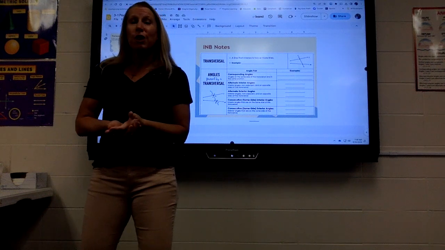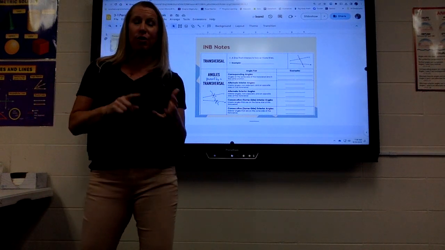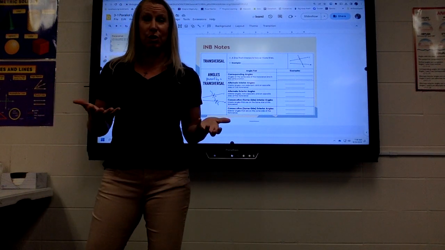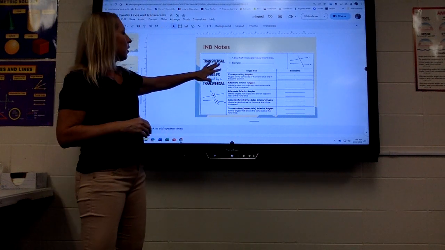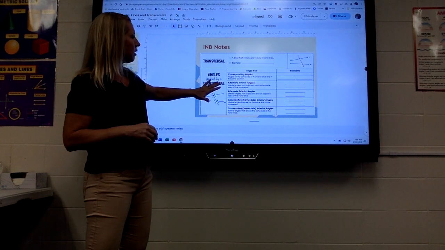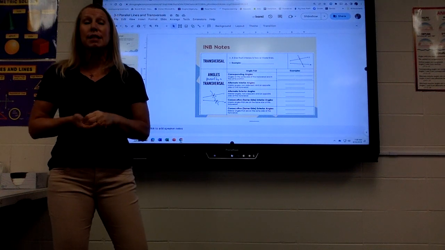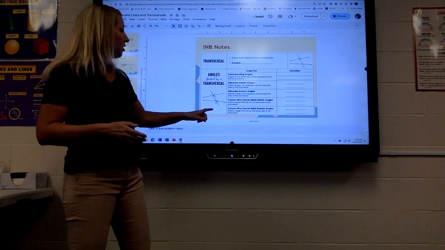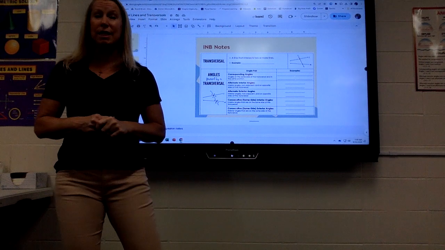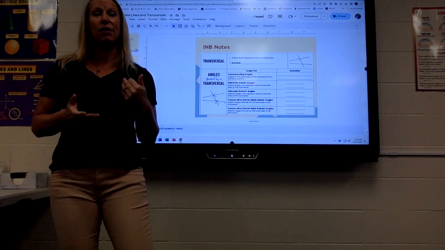But don't forget about vertical angles and linear pair and all that, because we're still going to use all of that. So I go through corresponding, alternate interior, alternate exterior. Oh, same side interior and exterior is also sometimes called consecutive. So if you see the word consecutive, it's the same thing.